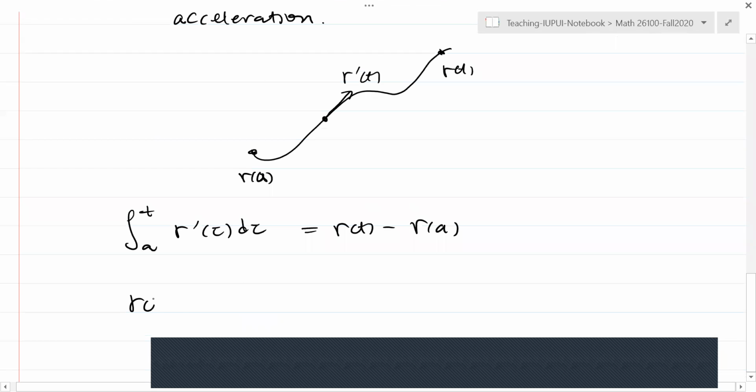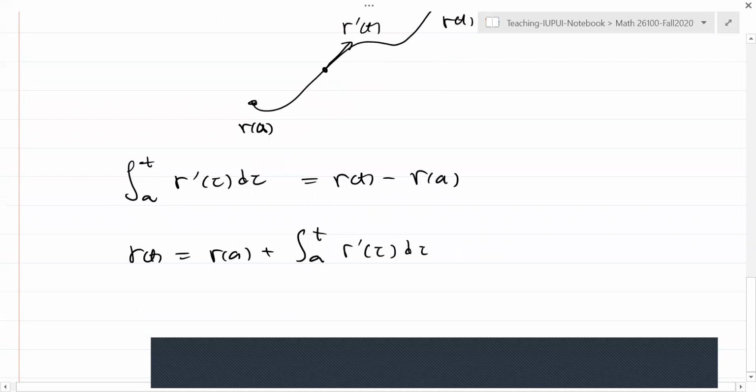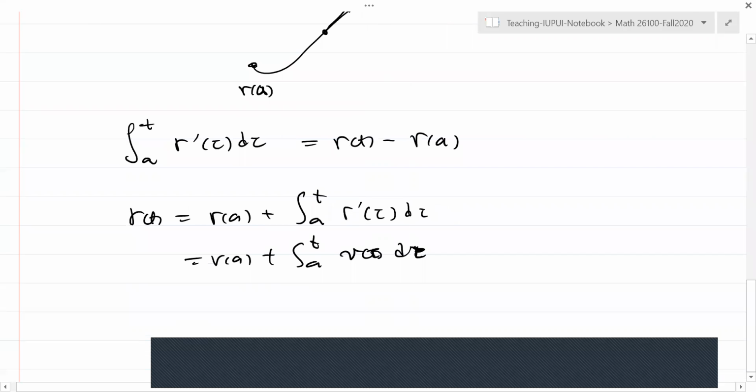So in other words, the integral of the velocity vector v of t, I can change the notation. If you're given the velocity vector function, and you integrate it, and you have a starting point, then you get the position of the moving object. So this just follows from the fundamental theorem of calculus.